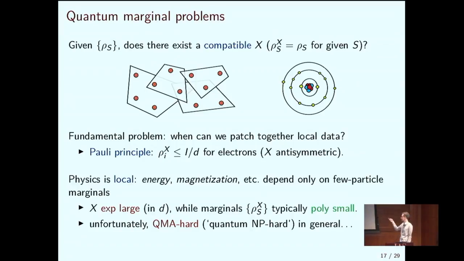And part of the reason why it's interesting is also to prove why this is a hard problem. It's QMA hard, so it's like quantum NP hard. Yes? Is this more general than the local Hamiltonian problem? You can basically reduce one to the other. Yeah, I think that's fair to say.